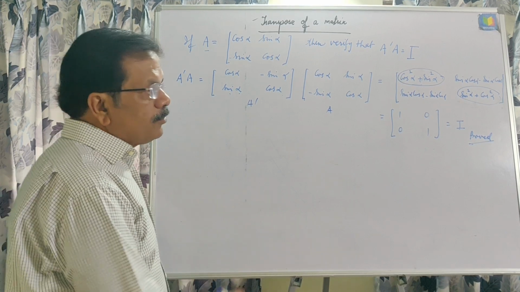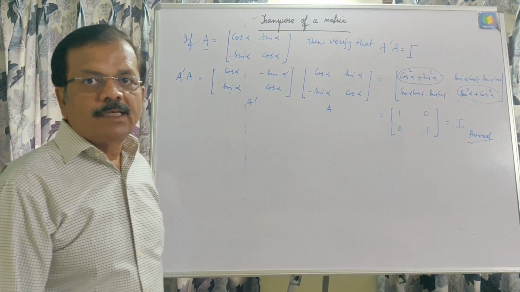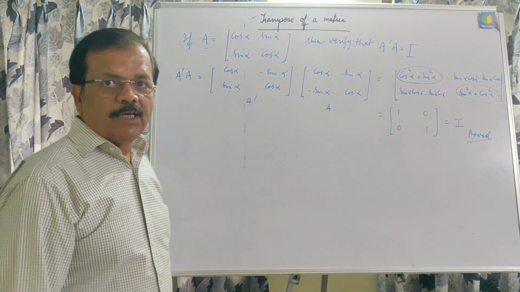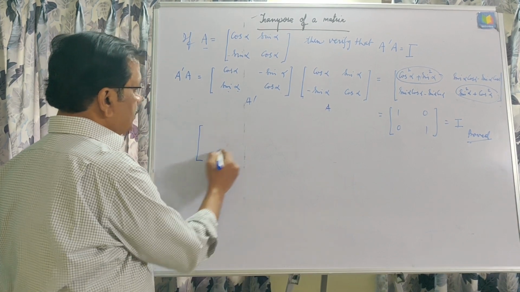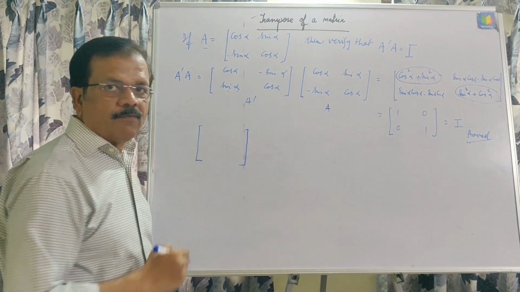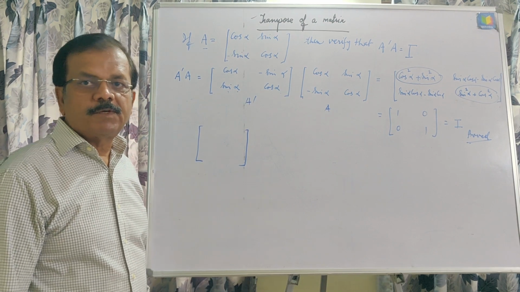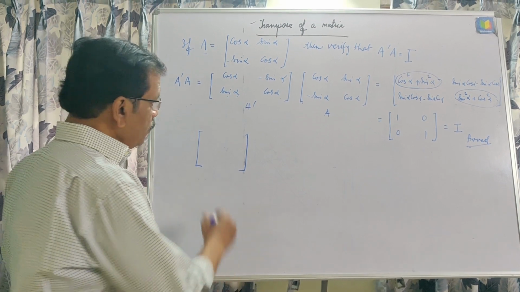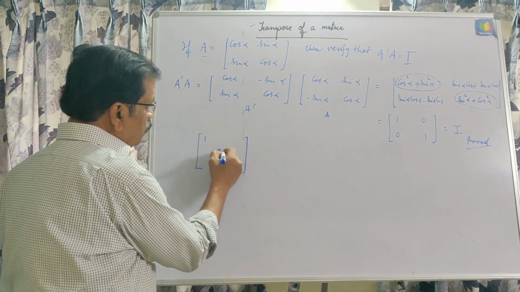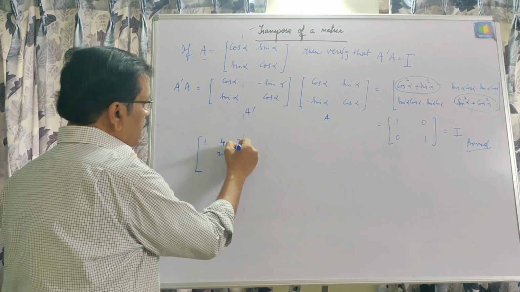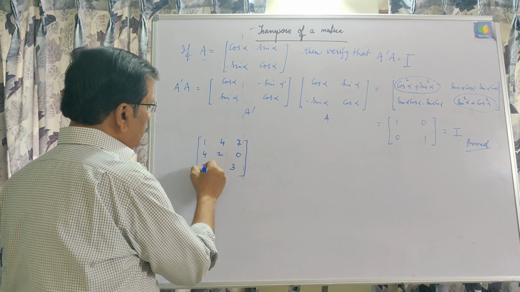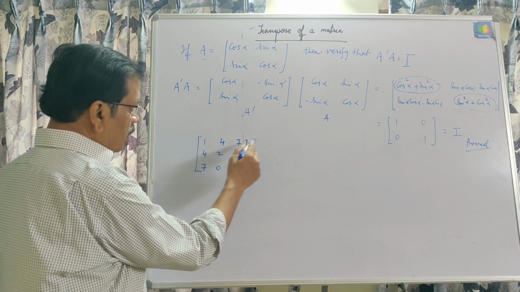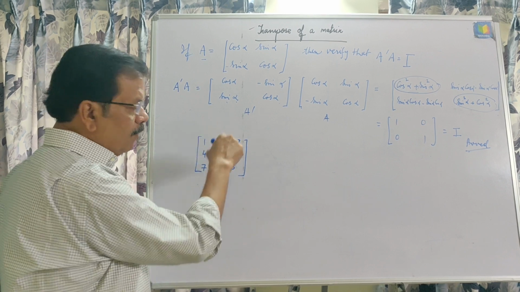Now the next topic that we are going to study is symmetric matrix and skew symmetric matrix. Suppose we are given any square matrix. The first condition for being a symmetric or skew symmetric matrix is that the matrix should be a square matrix. You can say here 1, 2, 3, 4, 7, 0, 4, 7, 0. This is a square matrix because the number of rows is the same as the number of columns.